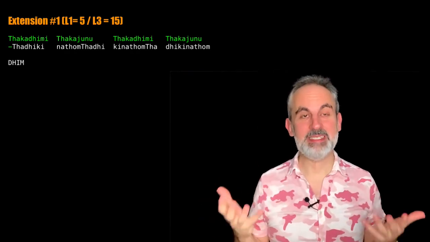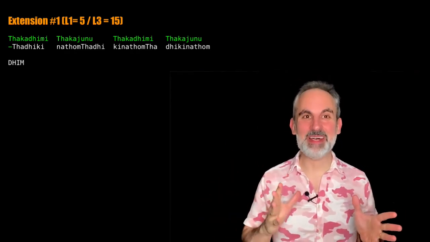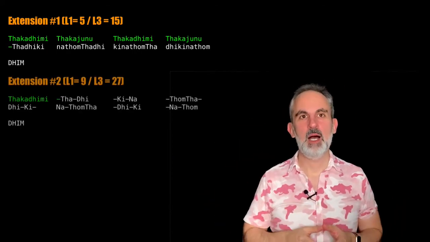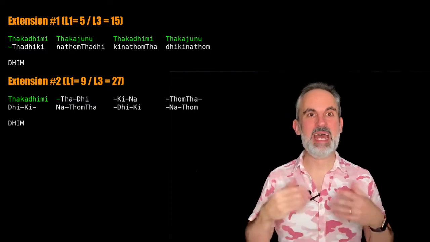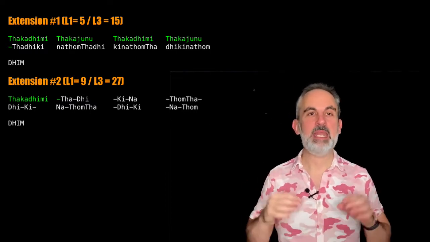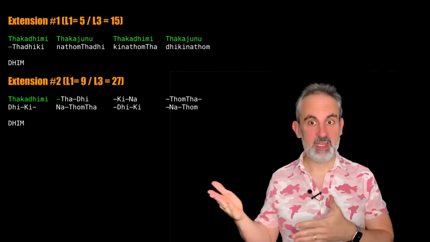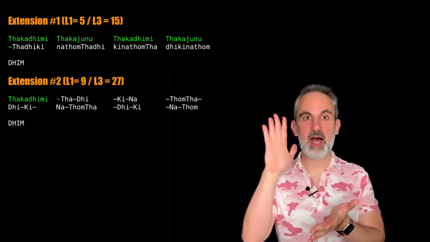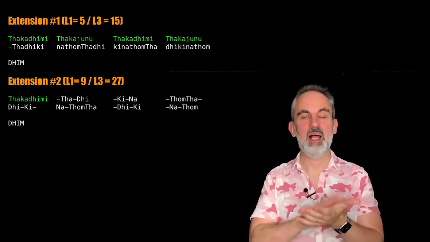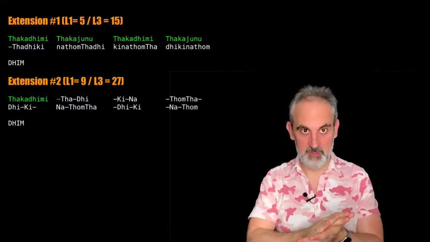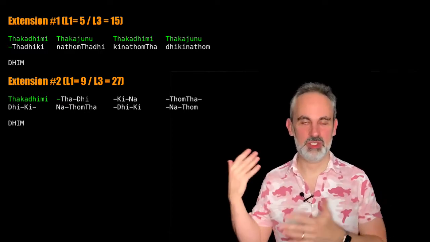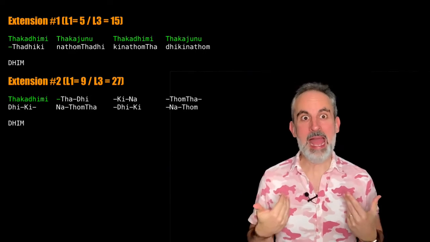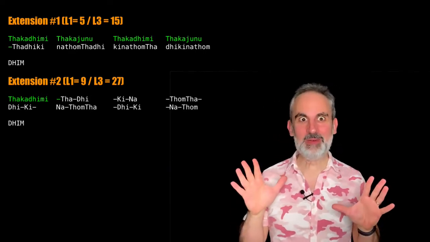So yes, in essence, that was exactly the same tirmanam that I showed you back in episode 5. But now you know the background behind it. And now the second extension, which has an L1 value of 9 and an L3 value of 27. Takadimi Thadhikinathom, Thadhikinathom, Thadhikinathom de. And yes, it's true, I have already showed you this back in episode 9, but now you have the theoretical background, or I have the theoretical background to know what I was doing.